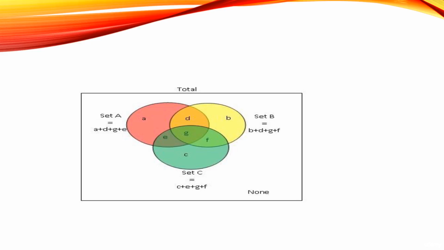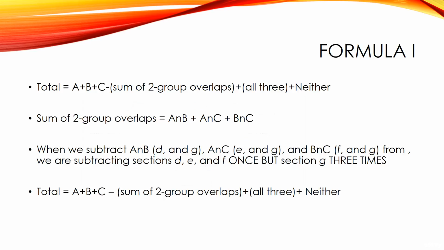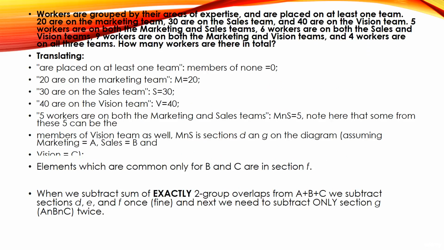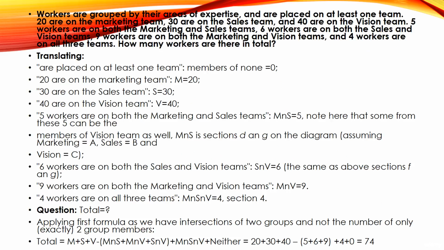When we subtract the sum of exactly two group overlaps from A plus B plus C, we subtract sections D, E, and F once, and next we need to subtract only section G twice. That's it. Let us look at an example.